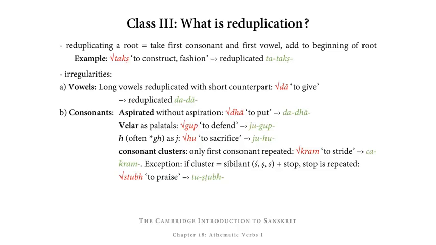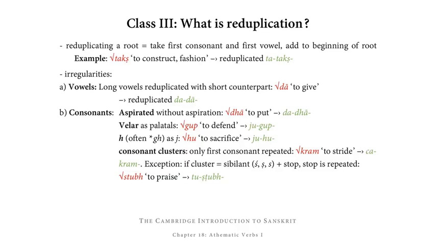Unfortunately, there are a number of formal irregularities in this process of reduplication. Some concern the vowel that's reduplicated, most of them concern the consonant. Now, as far as vowels are concerned, short vowels are reduplicated just identically, as we just saw, a was reduplicated as a. However, long vowels are reduplicated with their short counterpart. So, for example, of dā, to give, we get the reduplicated stem da-dā. The d is just reduplicated as it is, and the ā is reduplicated in its short counterpart, so we don't get dā-dā, but we get da-dā.